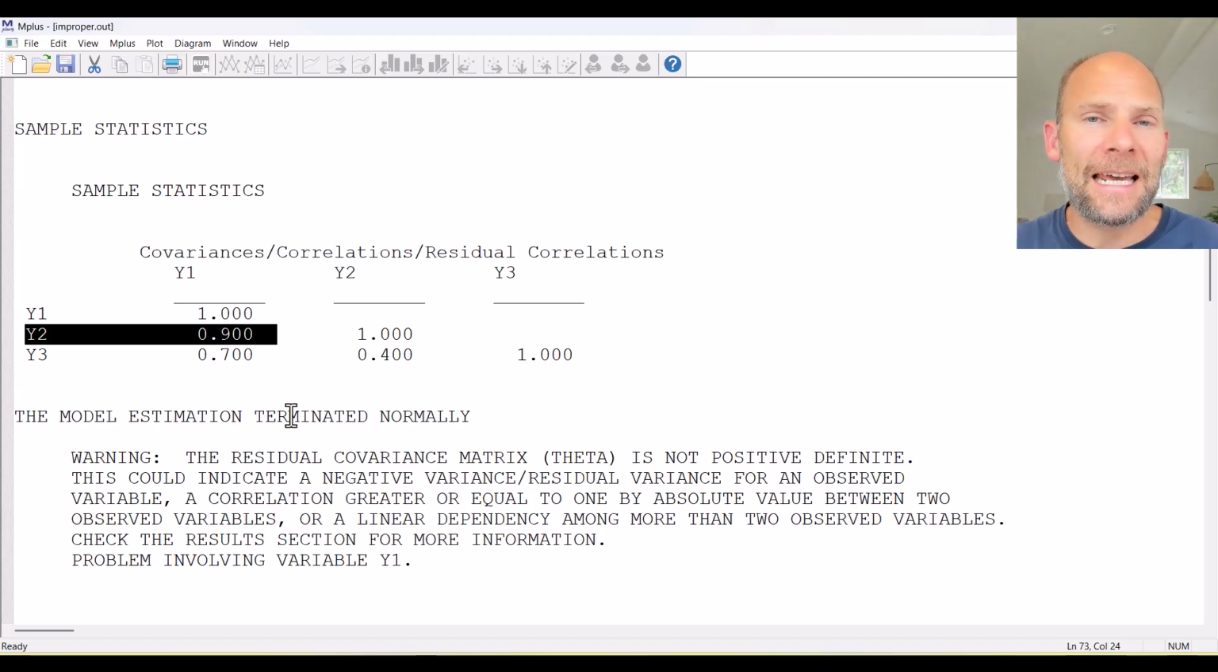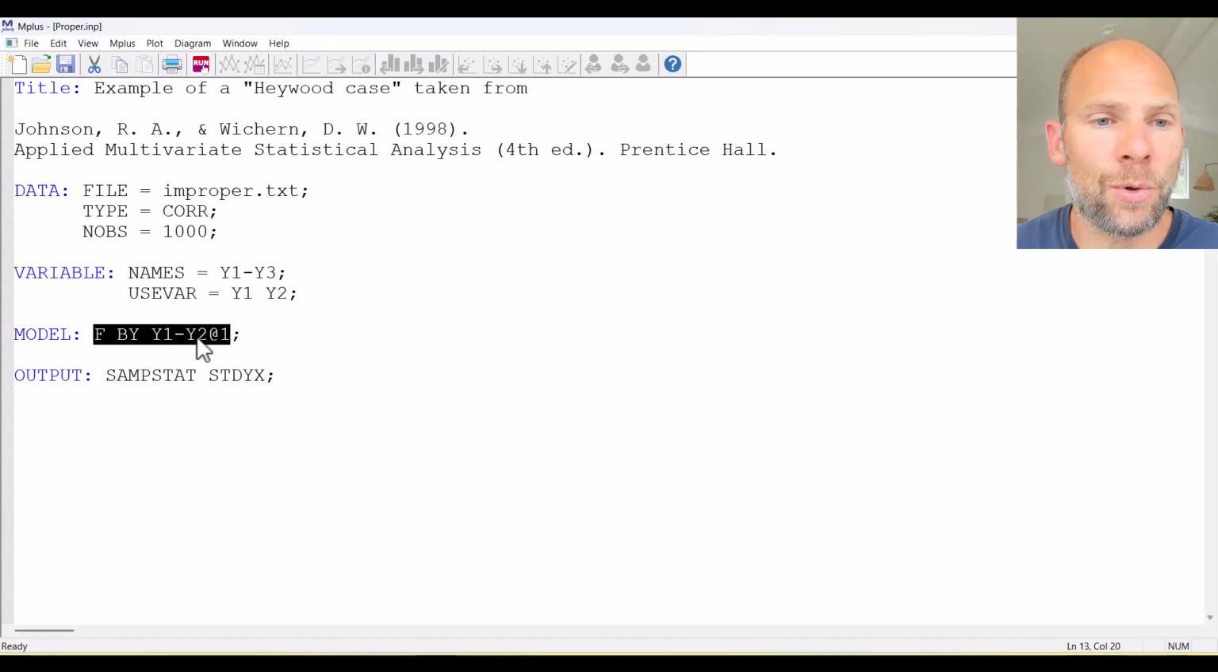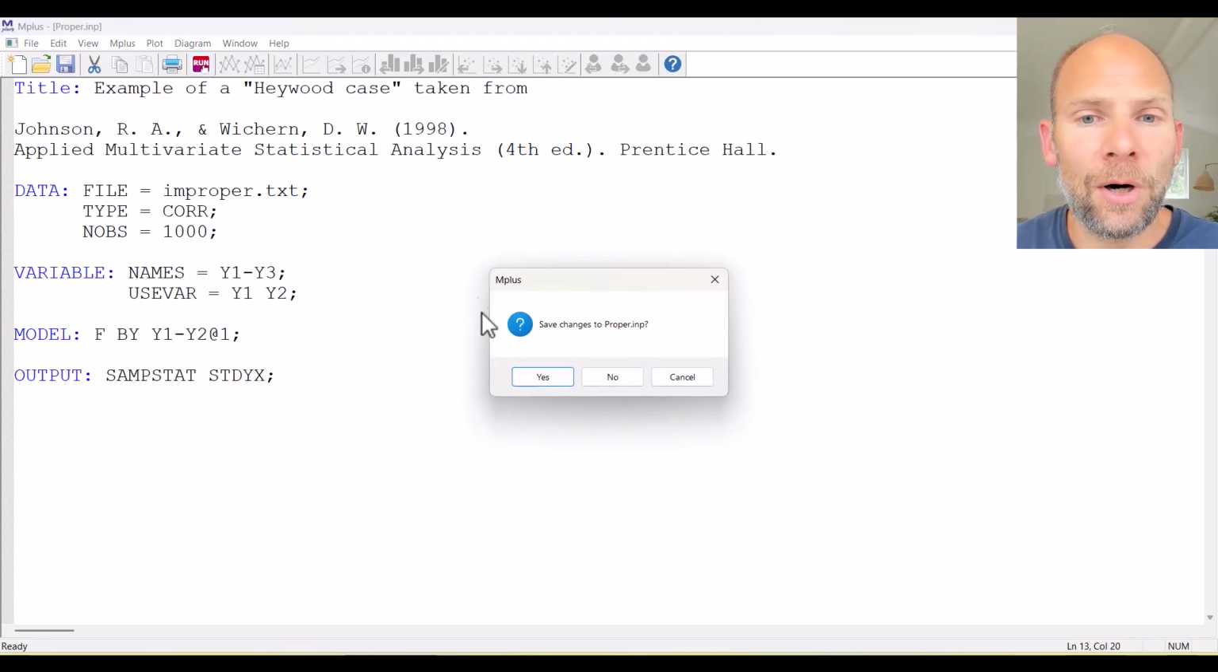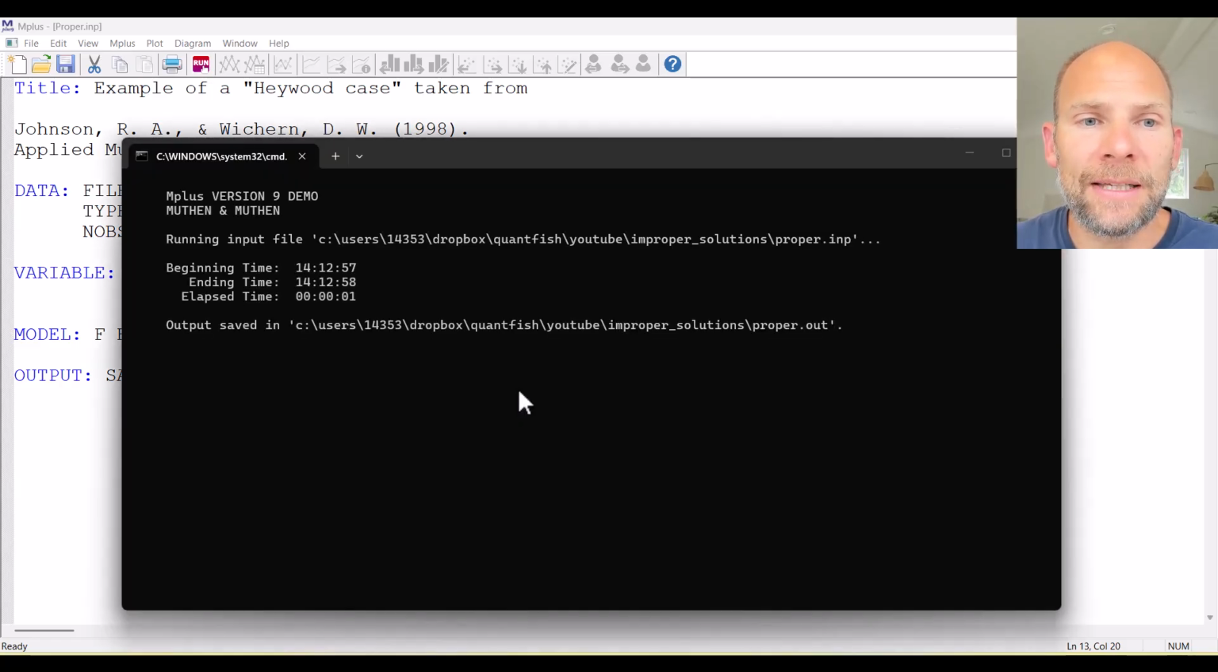However, in that case, you either have to constrain both factor loadings to 1 on that factor, or you have to have other variables in the model with which this factor is correlated. Otherwise, you run into an identification problem. So let me show you this. So here we have a proper model specified where f is measured only by y1 and y2, and both loadings are fixed to 1. When we run this model, then we can see that the warning message disappears.